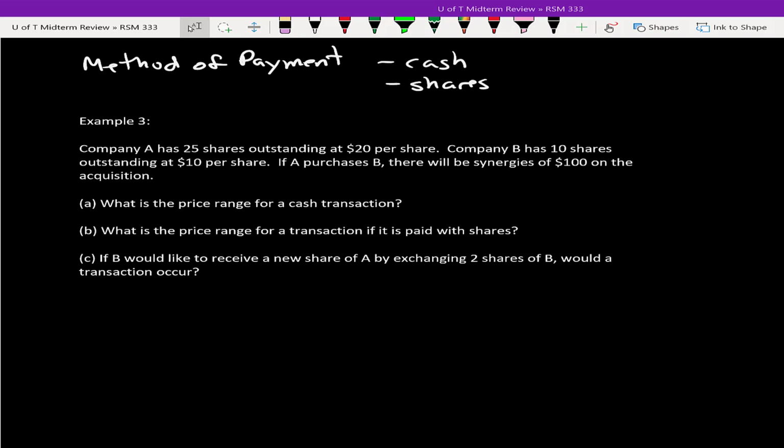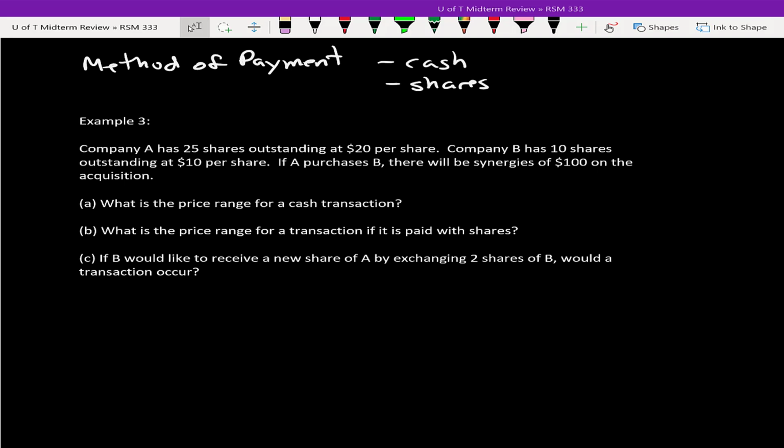Now, this last transaction shows how you pay for an acquisition. You can either pay for it by giving actual cash, and the calculation for that one is a little bit easier, or you can pay for it by issuing shares of your company, which is a bit trickier, but we'll go through the example. In this case, Company A has 25 shares outstanding at $20 a share. Company B has 10 shares outstanding at $10 a share, and there's synergies of $100 on the transaction.